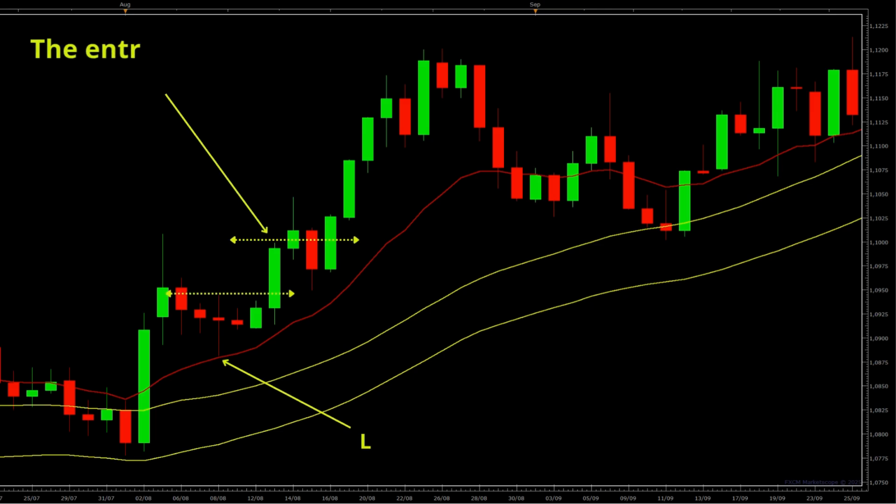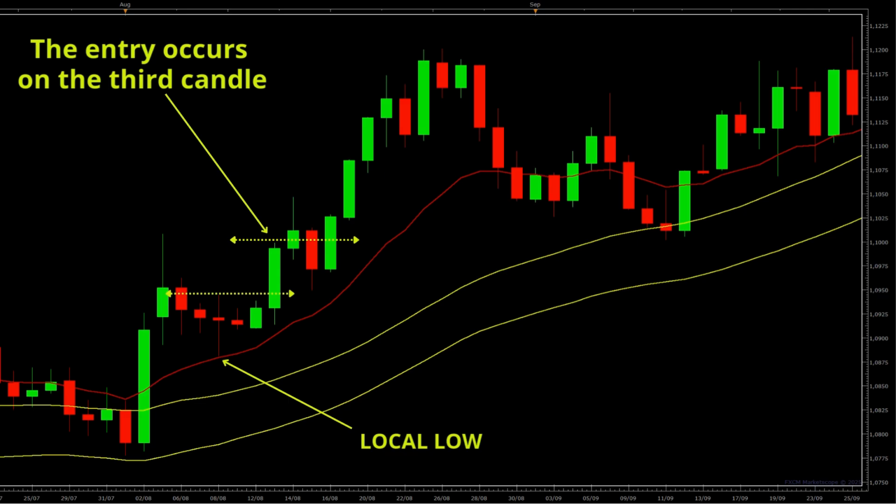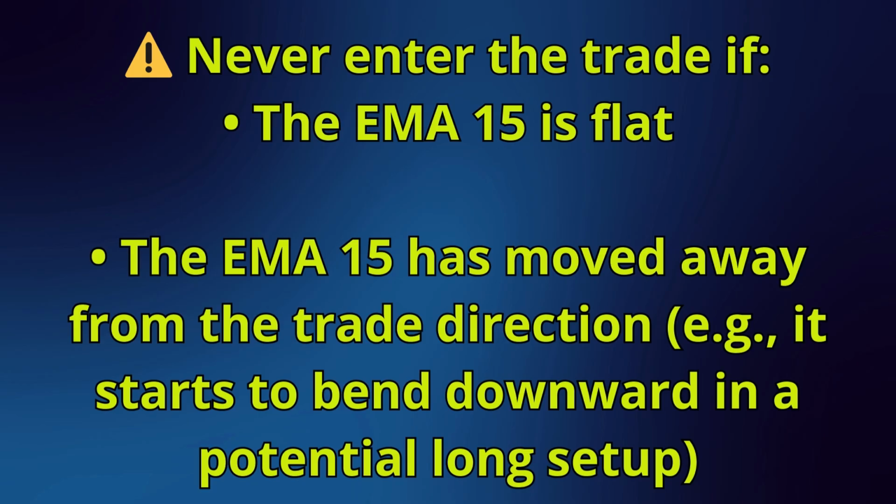Here's an example. A local low is formed. We place our buy-stop order. The price goes sideways for 2 candles. And then on the 3rd candle, it breaks out and triggers our entry. This is still a perfectly valid signal according to our rules. Now, let's cover some critical conditions that would invalidate a setup.